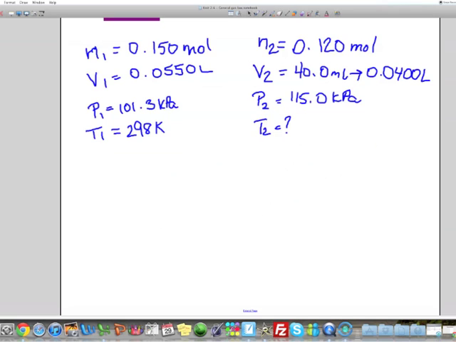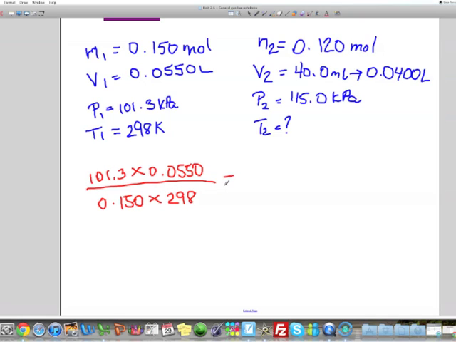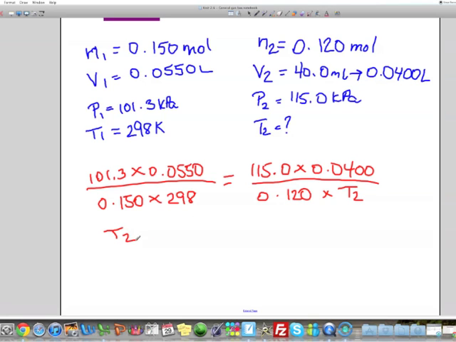Now, I will replace in my equation, so let me just extend my page. Okay, so I have the following. Let me take another color. I'll write in red. So if I replace in my equation P1 V1 over N1 T1, I get 101.3 times 0.0550 over N, which is 0.150, times 298, is equal to 115.0 times 0.0400 over N, which is 0.12, times T2.